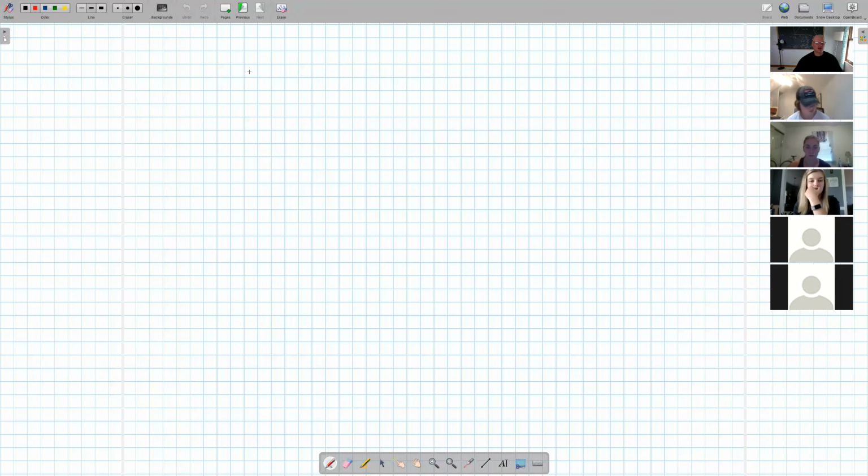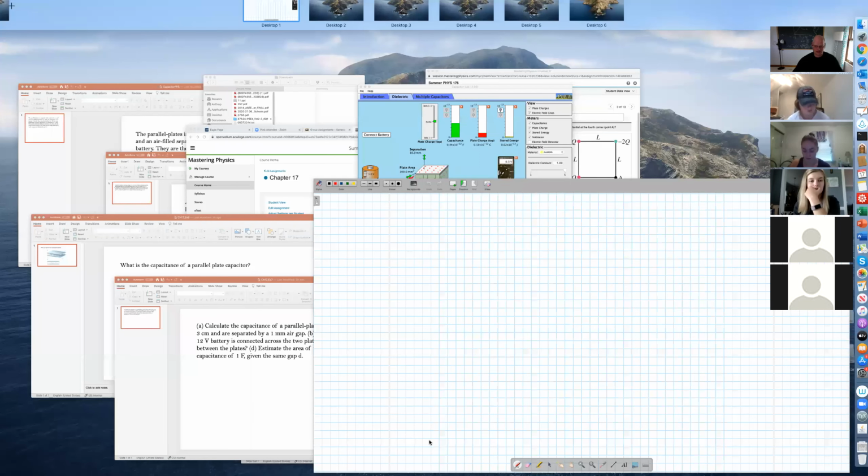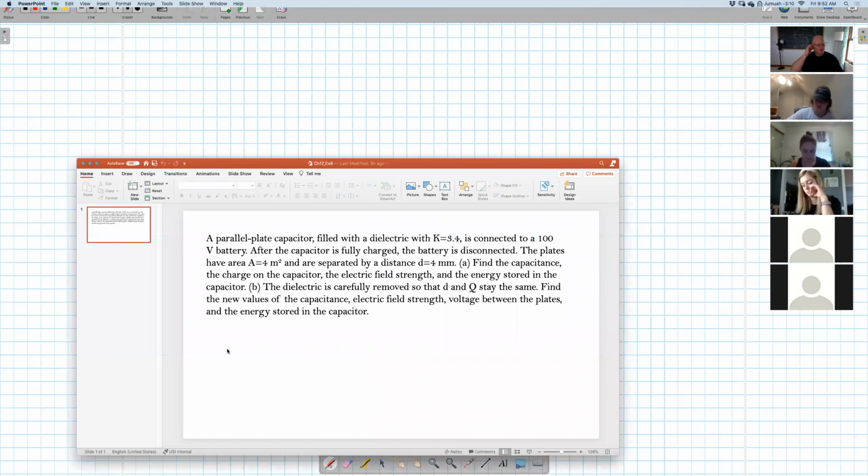So good. Let's use all of this, and let's do an example. This one says, I have a parallel plate capacitor filled with a dielectric constant of 3.4. It's connected to a 100-volt battery. Then it says, after the capacitor is fully charged, the battery is then disconnected. The plates have an area of 4 meters squared and are separated by a distance of 4 millimeters. It wants us to find the capacitance, the charge, the electric field strength, and the energy stored in the capacitor. Okay, so let's look at all that, and then we'll talk about part B.